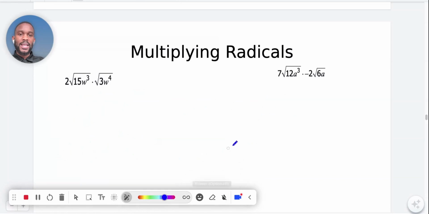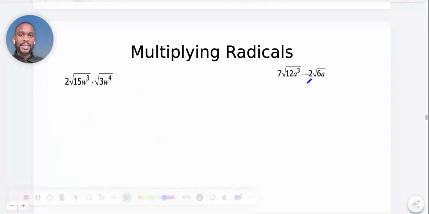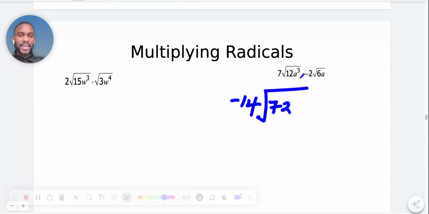And then looking at our last problem, again, we're going to multiply what is inside with what is inside, what is outside with what is outside. 7 times negative 2 gives you negative 14. So that is outside, keep it outside. And then 12 times 6, what do you get? 72. And then a to the third times a gives you a to the fourth. Now, as long as you have an exponent that is divisible by 2, you're good to go. You just divide by 2.